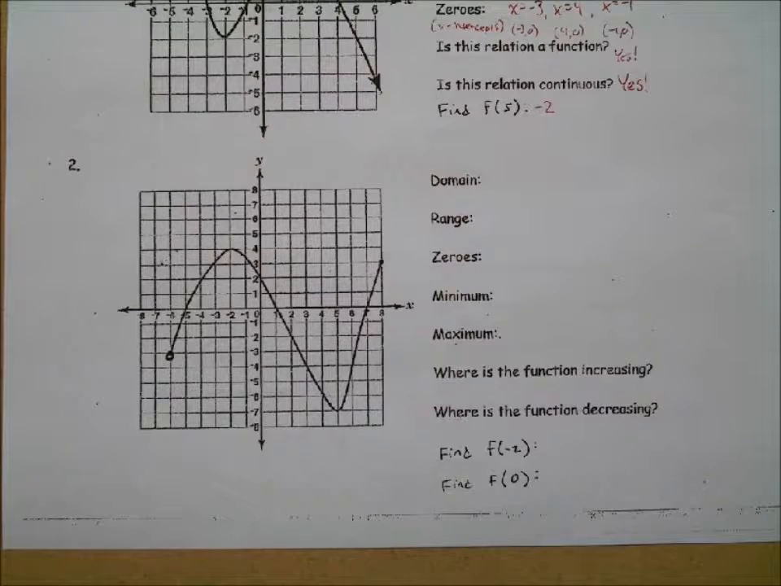Okay, all right. Domain. Back to my original question. Is this function discrete or continuous? Continuous, right? It's connected. Okay, so that means our domain and our range, are they going to be a list of numbers, or are they going to be an interval of numbers? Interval of numbers, okay?